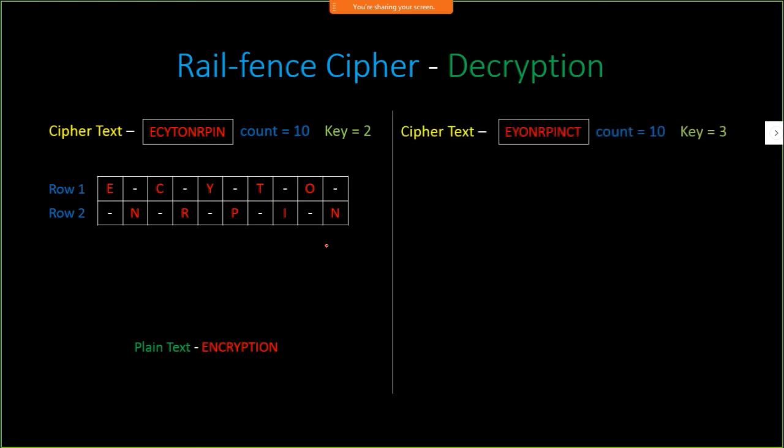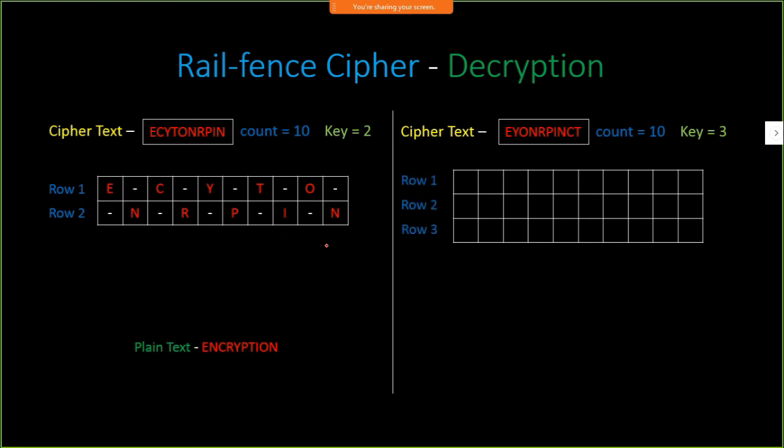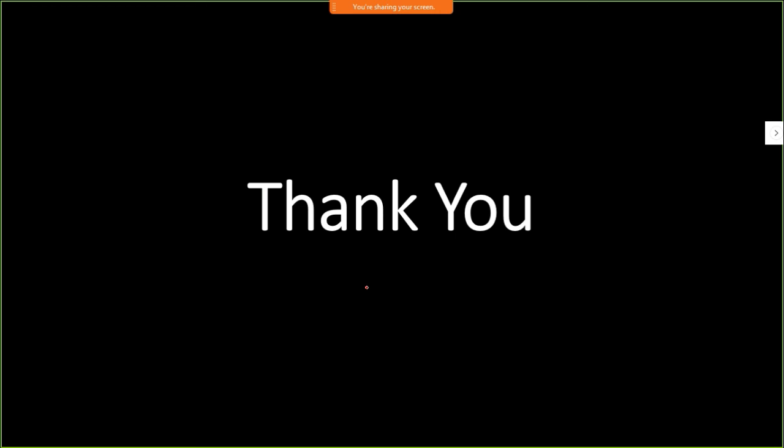And the same process for key 3. EYO, the first row. After that, the second row, NRPIN, and the third one, CT. So the final value of the decryption is ENCRYPTION. The total value is encryption. So I hope you will understand about network security and the total part of it.